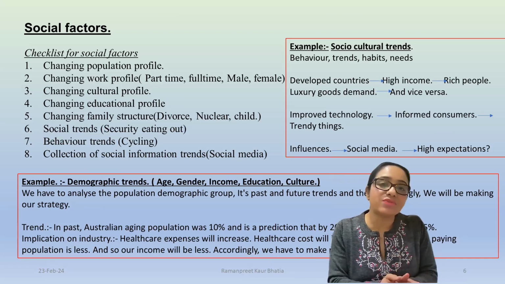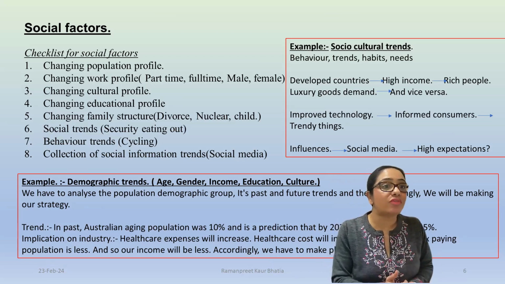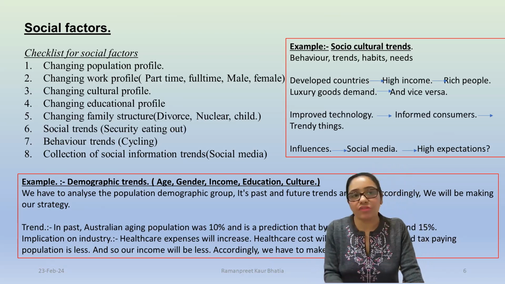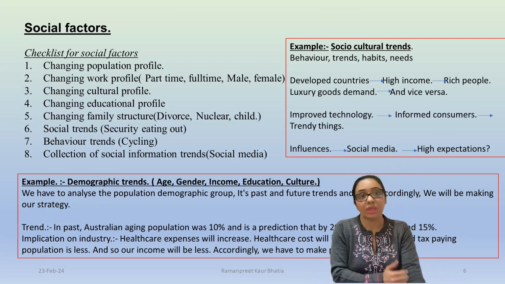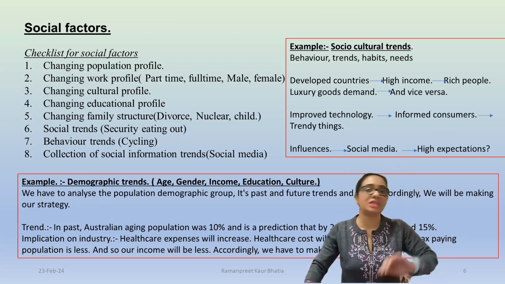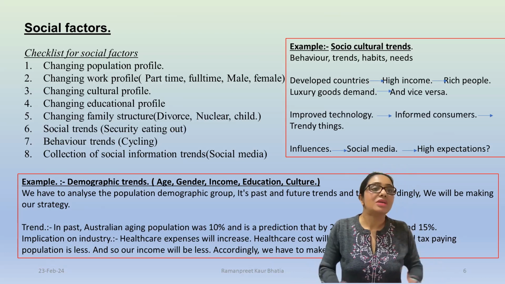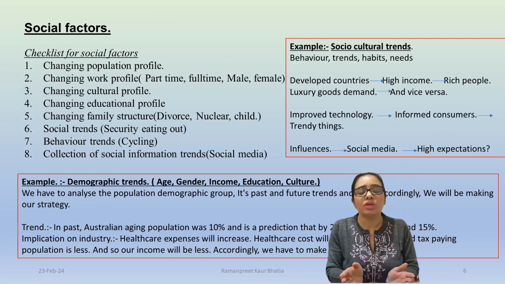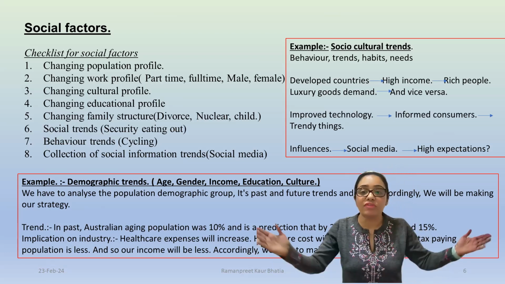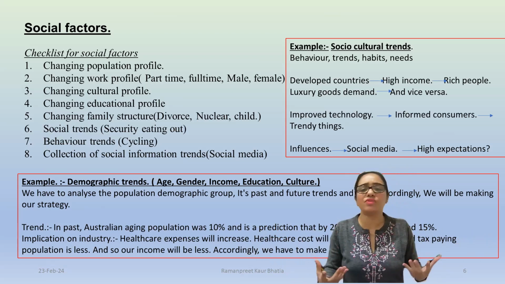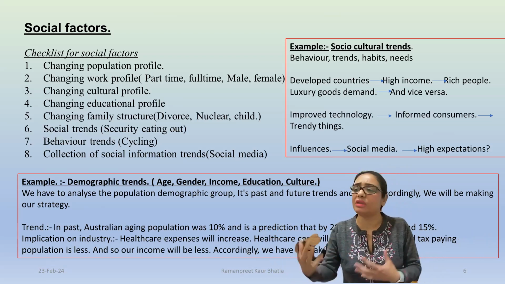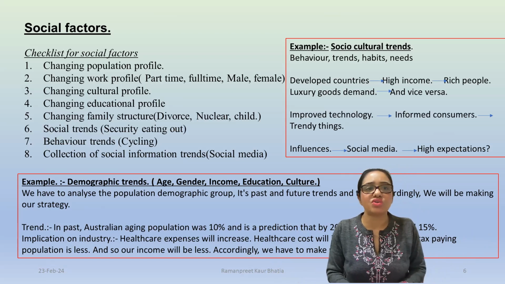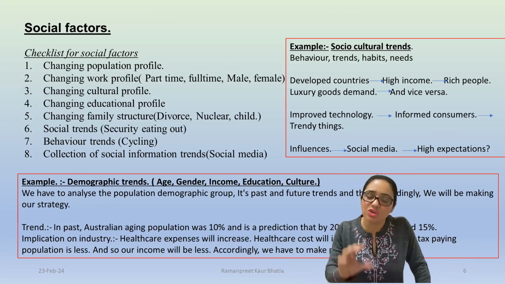So if you see the checklist for social factors: changing population profile, changing work profile. People who are working part time may have different needs as compared to those who are working full time. Females might have different needs, males may have different needs, right? So cultural profile, educational profile, family structure. If it's a nuclear family, the needs are less. But if it's a joint family, different kinds of needs are there, different kinds of values are there, so they need different products, right? Collection of social information trends through social media. So these are all social factors.